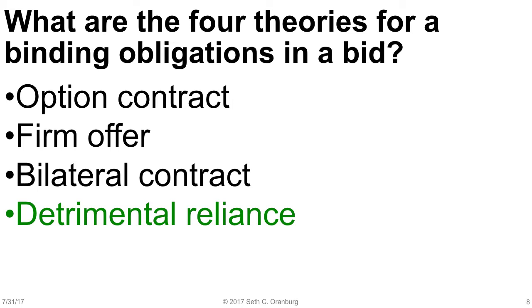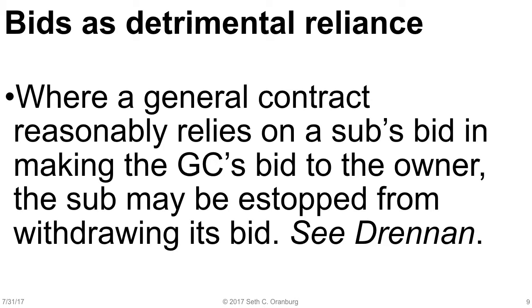It turns out that there are 4 ways an offer can be irrevocable: an option contract, a firm offer, a bilateral contract, or a theory called detrimental reliance. We're going to talk just about detrimental reliance so we can move on to the issue writing part. When a general contractor reasonably relies on a subcontractor's bid in making its own bid to the owner, the sub may in some cases be stopped from withdrawing the bid.